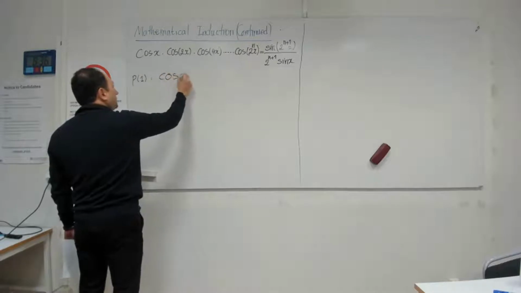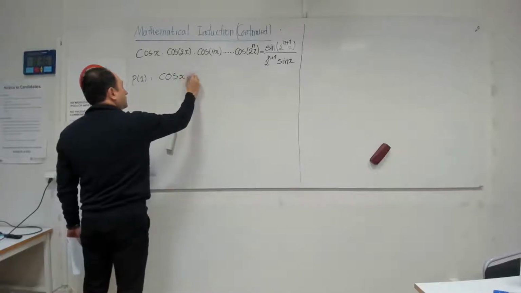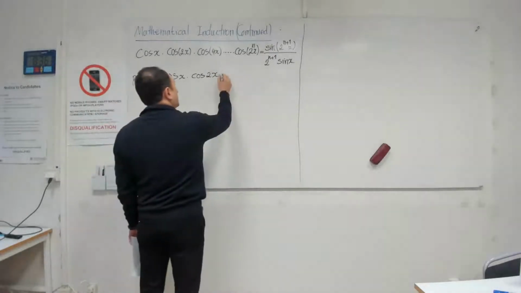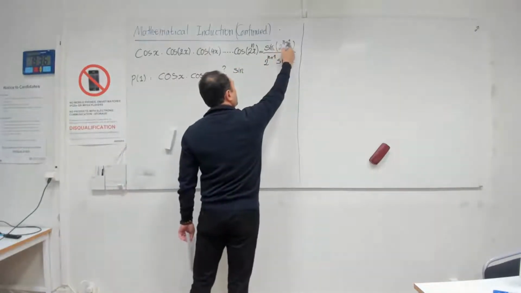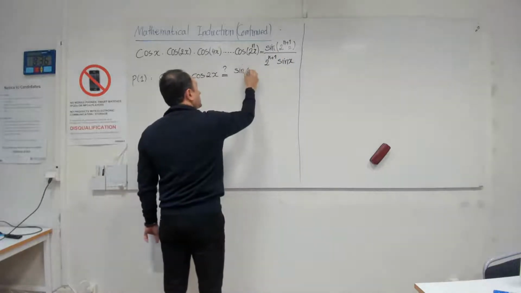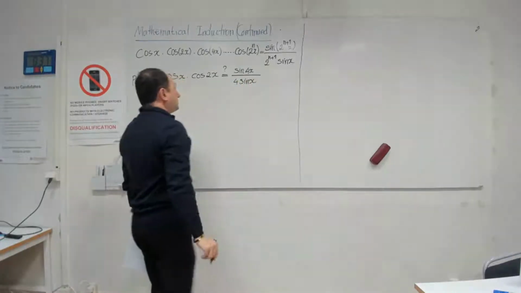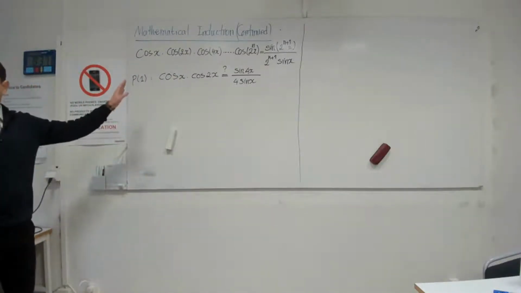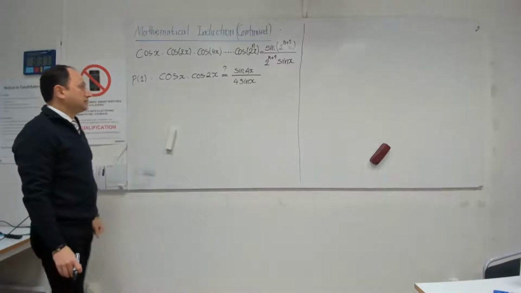This is P1. P1 is cosine x multiplied by cosine 2x. And I am supposed to show that this is equal to sine of 2 to the power of 1 plus 1, which is 2 to the power 2, is 4x, divided by 2 to the power 2, which is again 4, sine x. So this is P1. Is that clear? So P1 is not just the first term. P1 is the first one and the second one in this case, equal to that.